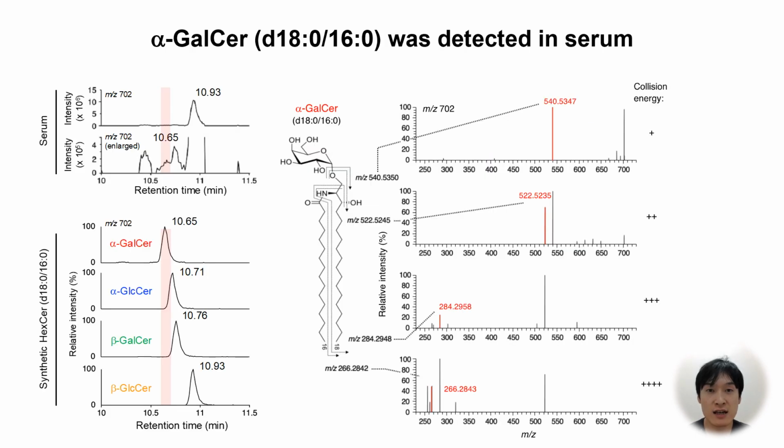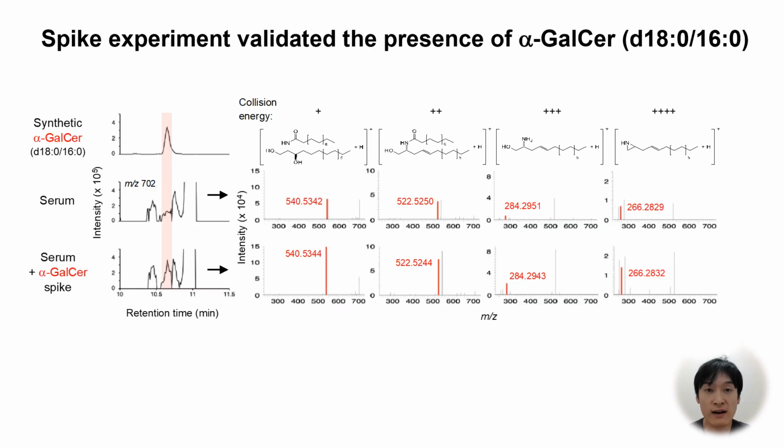Using SFC, we detected the peak coincident with synthesized alpha-GalCer, the 18:0-16:0 in serum. Mass spectrums showed that fragmented ions were identical with synthesized alpha-GalCer. Moreover, by adding synthesized alpha-GalCer to the serum sample, the intensity of precursor ion and product ions were increased. These results show that serum precisely contains alpha-GalCer.